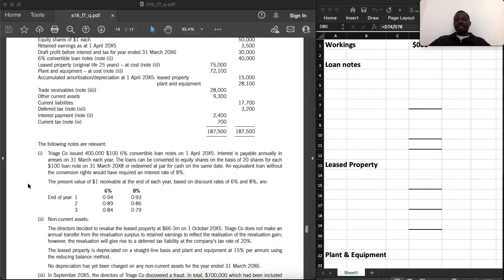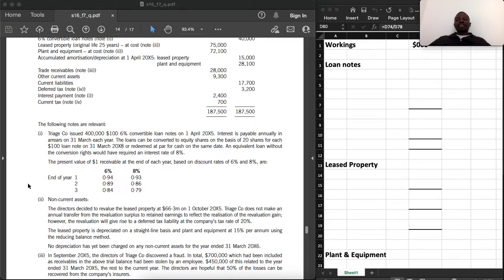Then now we are given the notes. When we are given the notes, we are now prompted to do our calculations, our workings before we answer the question. We know we are to prepare the adjustment, we are to adjust the profit, then prepare the statement of financial position, then also lastly to prepare the diluted earnings per share.